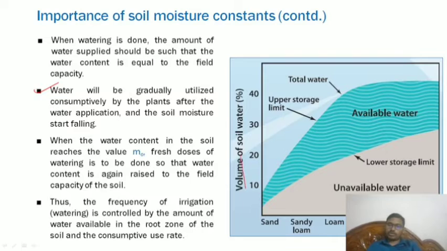Now we can see here the volume of water in terms of percentage, according to the soil: sand, sandy loam, silty loam, clayey loam, clay. So there is total water, upper limit and lower limit, and unavailable water. When the water content in the soil reaches the value of M naught, as previously discussed, between M naught and field capacity for readily available water, fresh water doses are to be applied so that the water content is again raised to the field capacity of the soil.